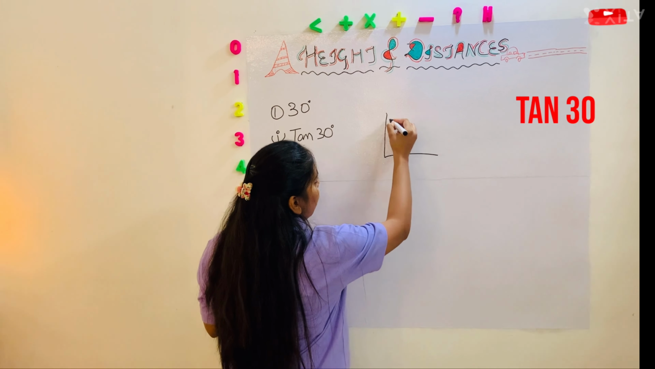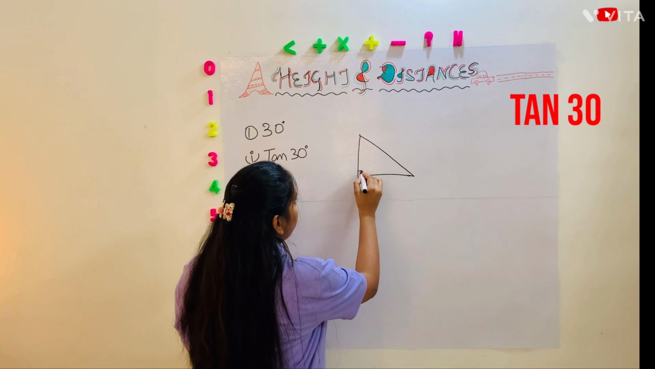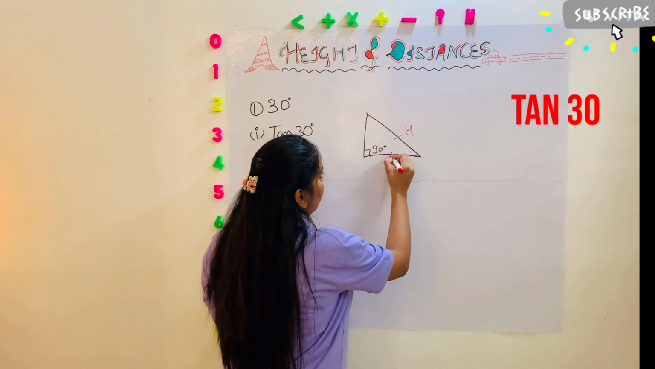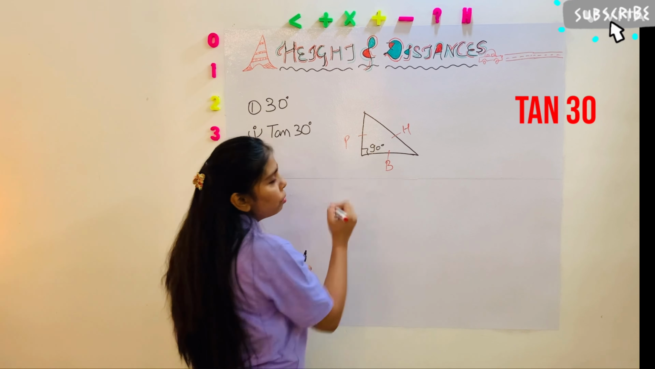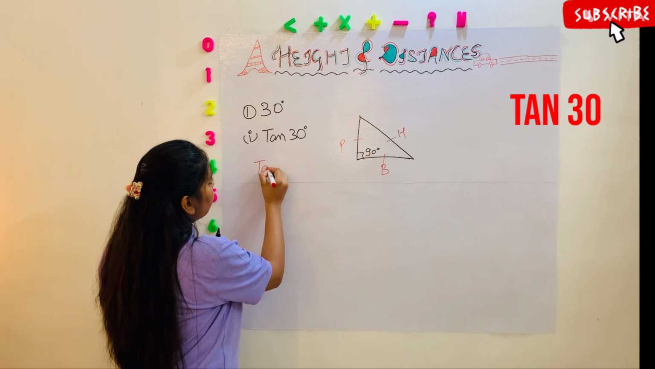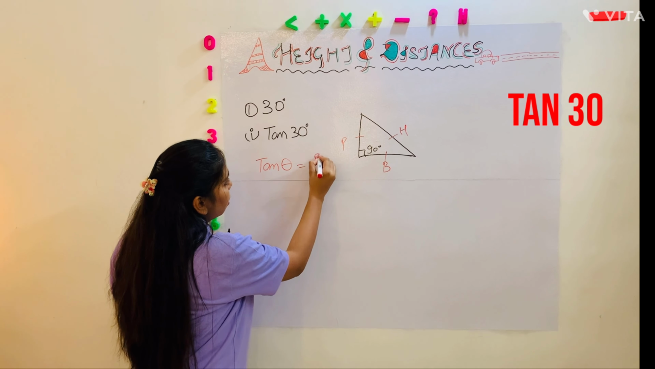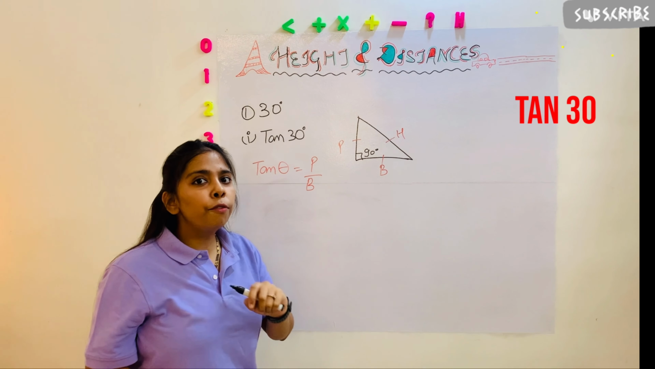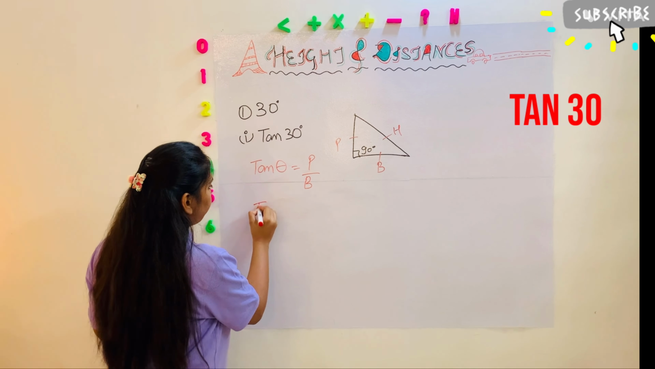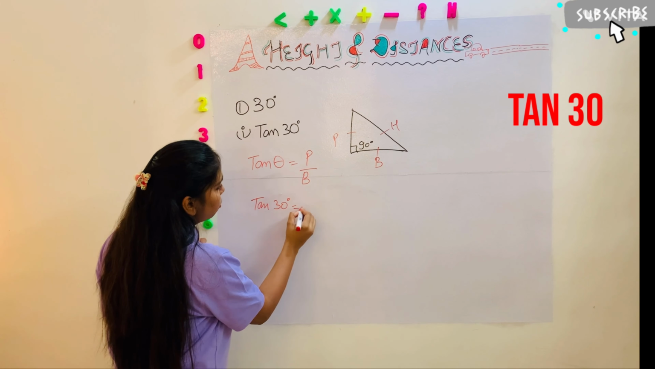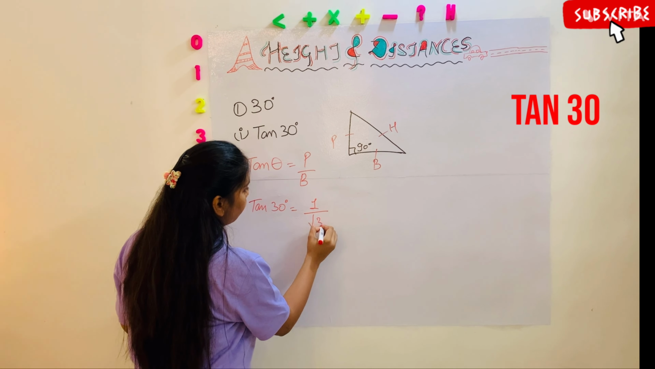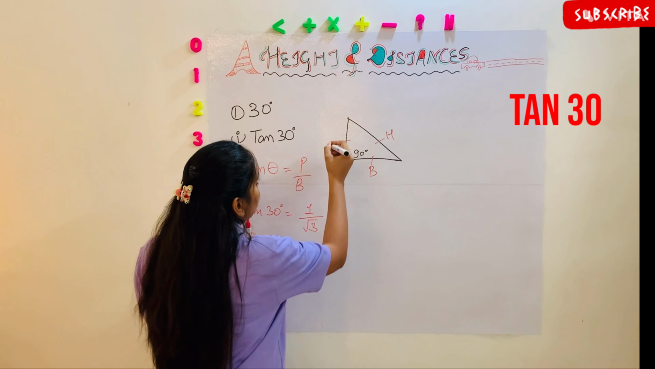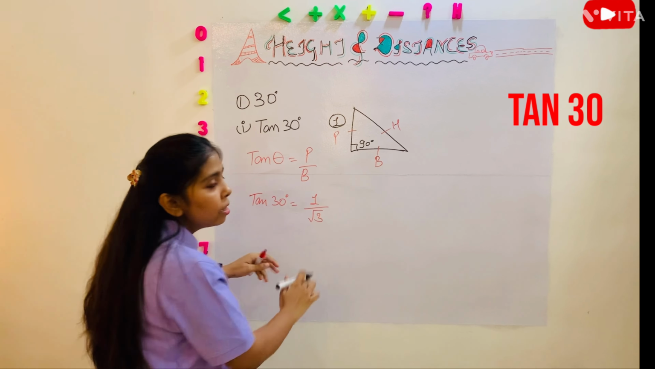We all know that this is a right angle triangle. This angle is equal to 90 degree. This is the hypotenuse, this is the base and this one is the perpendicular. And tan theta is equal to perpendicular by base. What is the value of tan 30 degree? The value of tan 30 degree is 1 by root 3. Tan 30 degree is equal to 1 by root 3. So the perpendicular is equal to 1, and the base is equal to root 3.